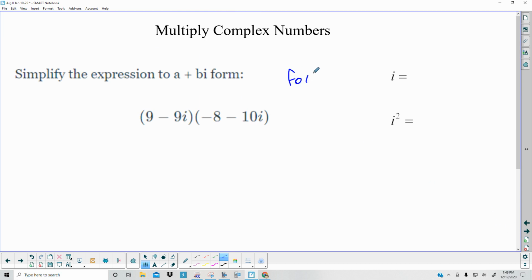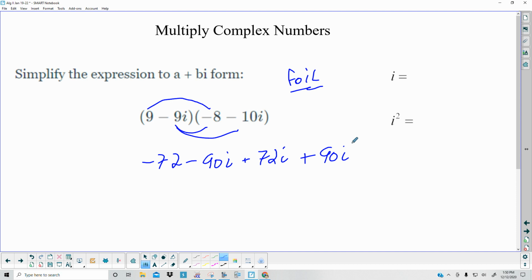Okay, multiplying them. You just FOIL it. And then we have to talk a little more. So let's start by FOILing it. So first, negative 72 outside, minus 90i inside, minus, what's that, 72i? Oh, plus, sorry. 9 times 8, 72. They're both negative, so positive. Sorry about that mistake. And last is plus 90i squared. These are like terms. I could bring those together. Negative 72. So what would that be? So 18?